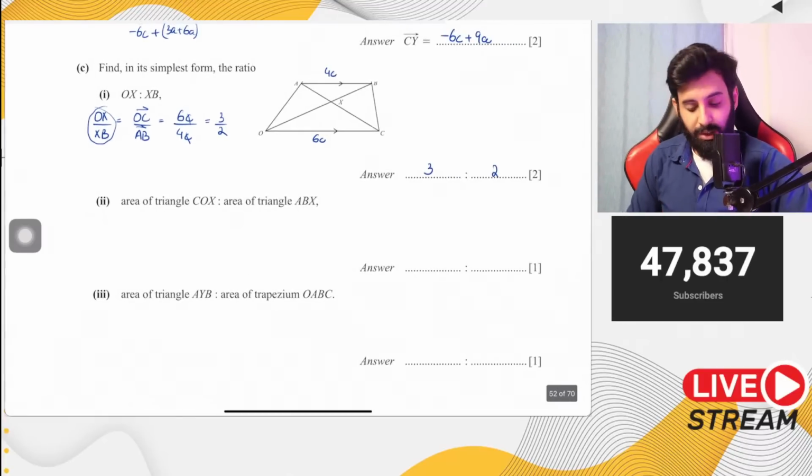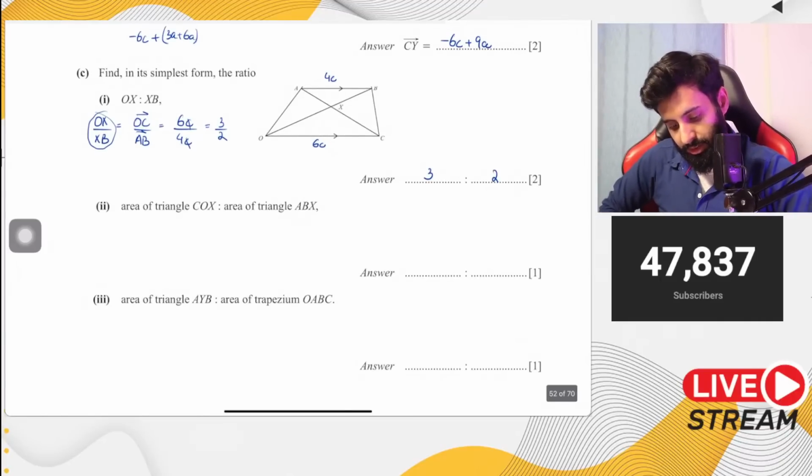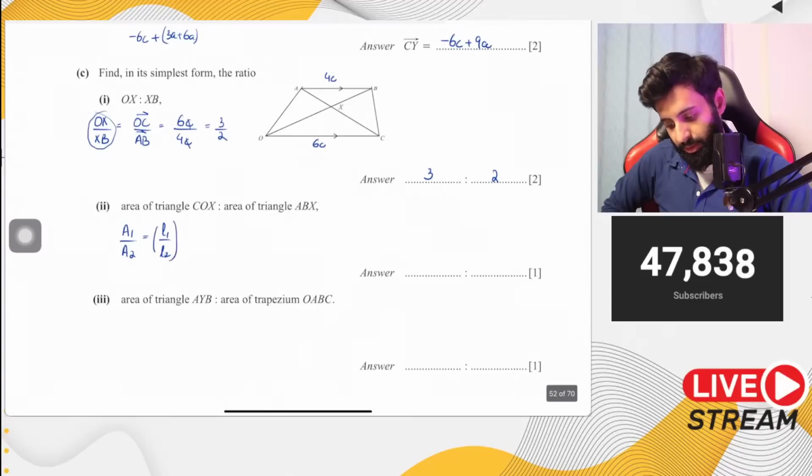Okay, then let's do part 2. Part 2 says area of triangle COX is to area of triangle ABX. Alright, so this is easy. The question is again made us do all the hard work. A1 upon A2 equals L1 upon L2, the whole thing square.